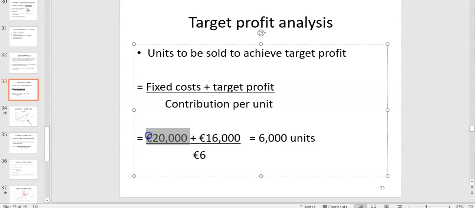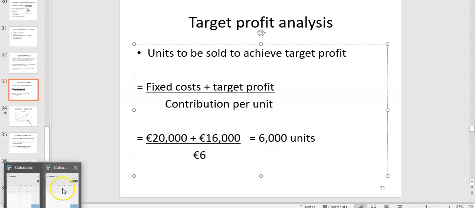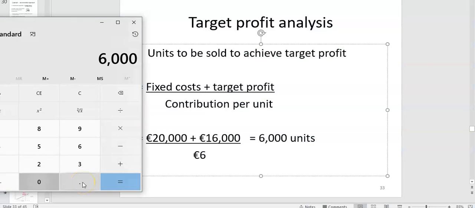Whereas you still have to cover the 20,000 initially to break even. You then have to cover another 16,000 to make a profit. So the answer here is going to be 36,000 divided by 6, 6,000 units. And to prove that, think about the calculation. 6,000 units generating contribution of €6 each gets me total contribution of 36,000. Of that, 20,000 must cover the fixed costs, which leaves you with 16,000 profit for sales of 6,000 units.